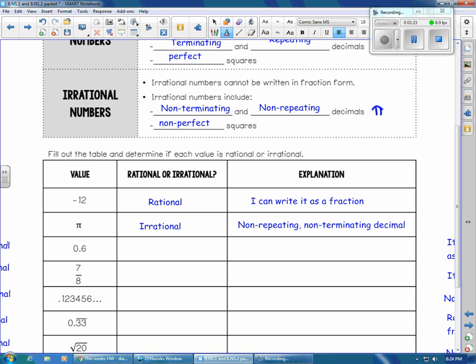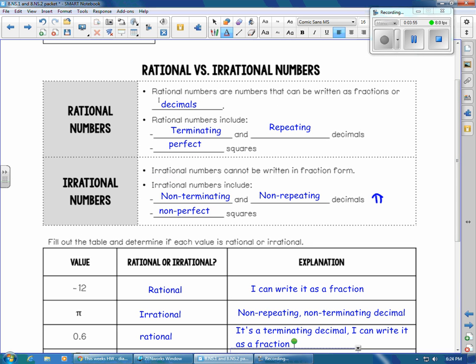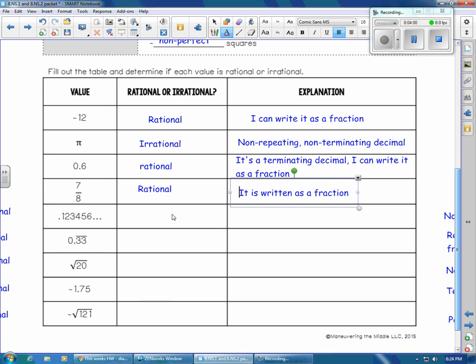6/10. What do you think? It looks like it's a terminating decimal to me. Terminating, again, means it just stops. And I can write terminating decimals as fractions, can't I? The next one, 7/8. It's already a fraction, guys. Don't make this harder than it has to be. When something's already written as a fraction, of course it's rational, because the first thing we talked about is that rational numbers are numbers that can be written as fractions or decimals. So yep, that one would be rational.